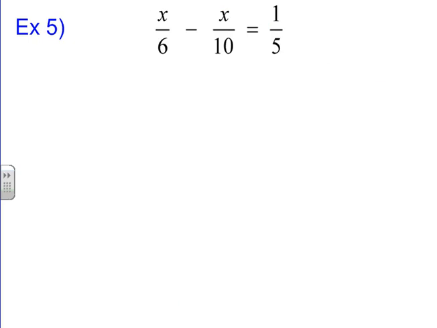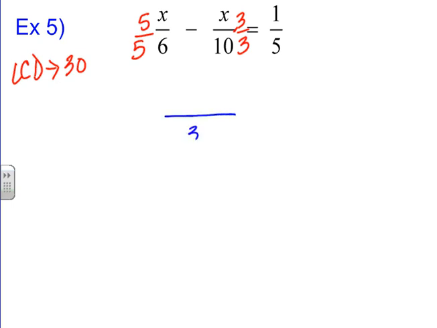Here, we're not going to have any extraneous solutions because the denominators are 6, 10, and 5. So we can just proceed in finding a least common denominator of 30. Means we're going to multiply top and bottom here by 5, this one by 3. That way we'll have a common denominator of 30. 5x minus 3x is going to equal 1/5. 5x minus 3x is 2x.